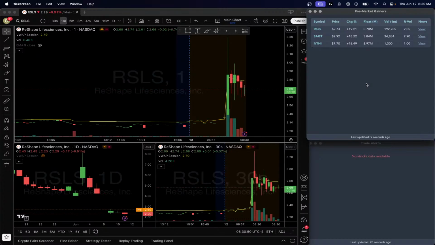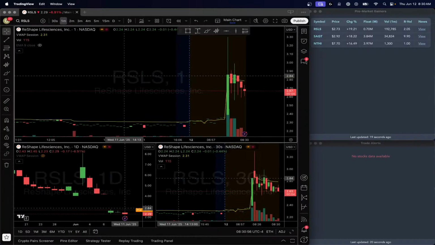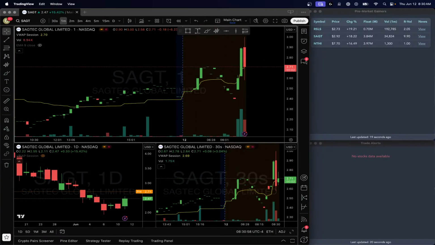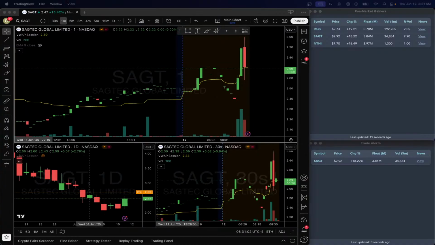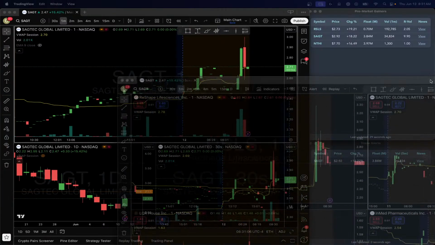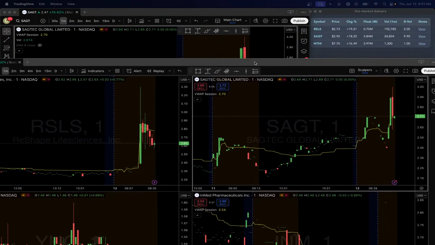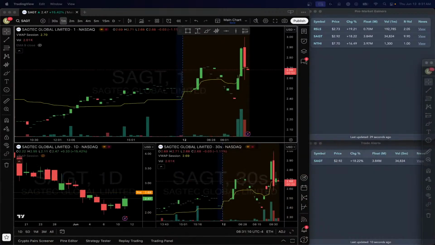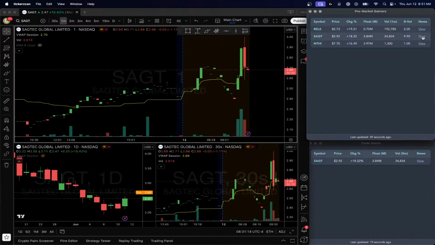SAGT popped up. SAGT. Well, SAGT. We will replace that one. So now I've got 2 of them in here that I'm looking at. Now, SAGT. The news is from the 6th.